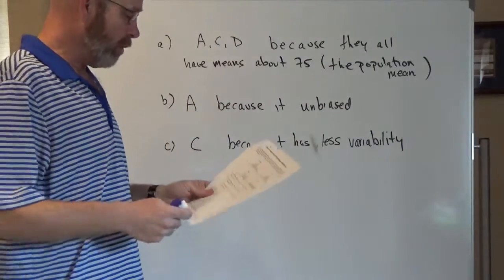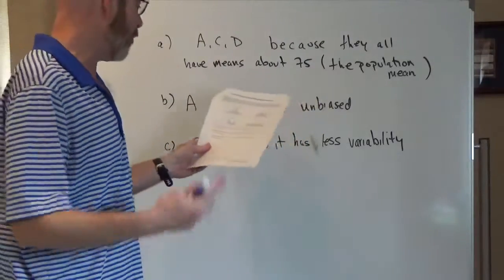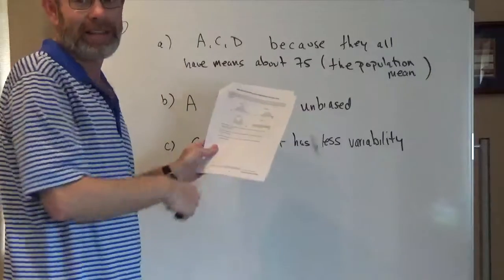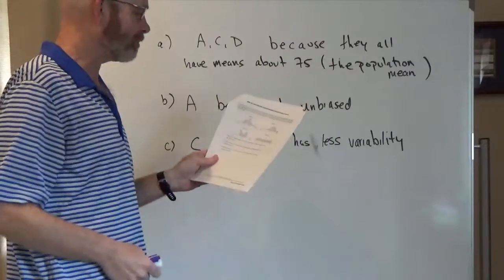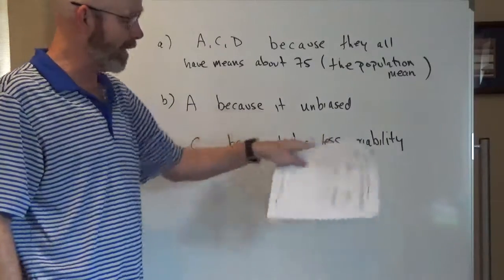Part B said, which one, A or B, would you choose to be a better estimate of the population parameter? Hopefully that's straightforward since A is unbiased and B is not. Something that would happen with B, who knows? So A would be better because it's unbiased.